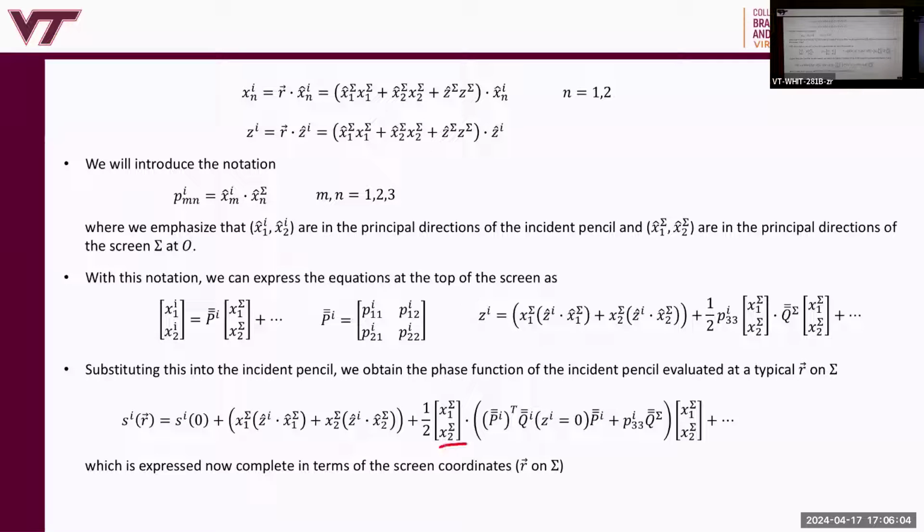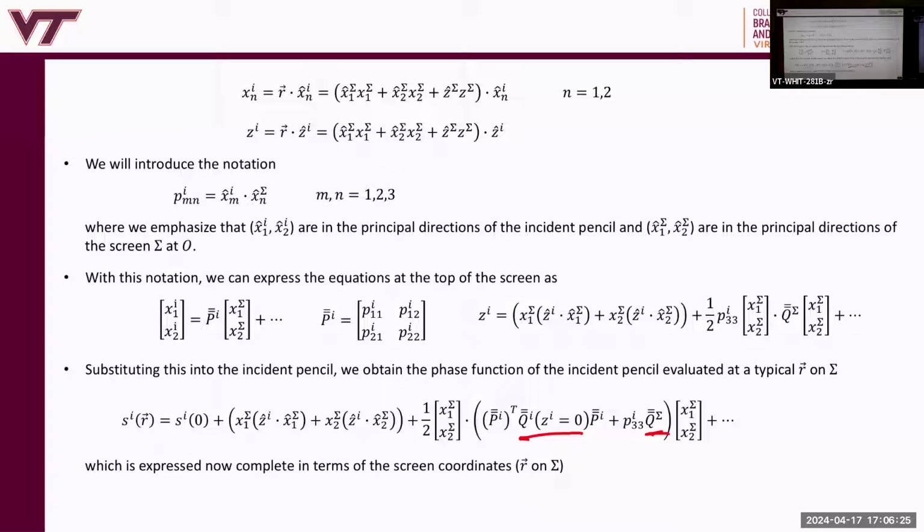And then here we have x1 sigma, x2 sigma now. But we have these matrices, the projection matrices, because we need to express a vector in one coordinate system in terms of the components of another. Here's still Q incident because of the incident pencil. But now we introduce Q sigma. The surface curvature matters.